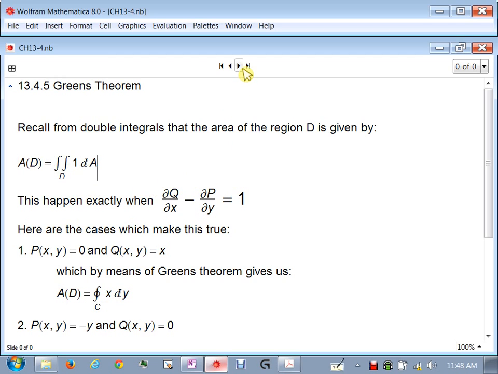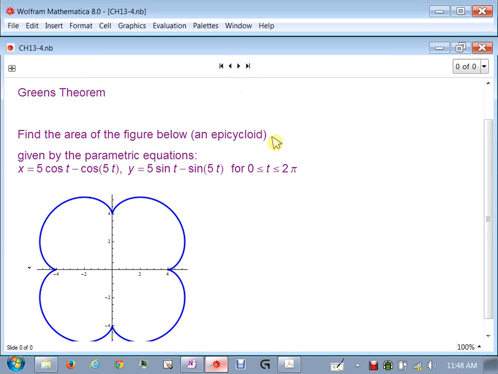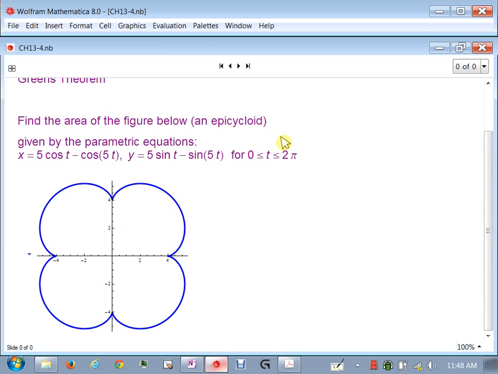Now, do you think that you would ever want to use it? How about this? Find the area of the figure below, an epicycloid, given the parametric equations. If someone gives you the parametric equations for this curve and they want you to find the area, why is this not something you're going to want to tackle with a double integral? For double integrals, you need to be able to define the region. I need to be able to define this region. Is it a type 1 region?